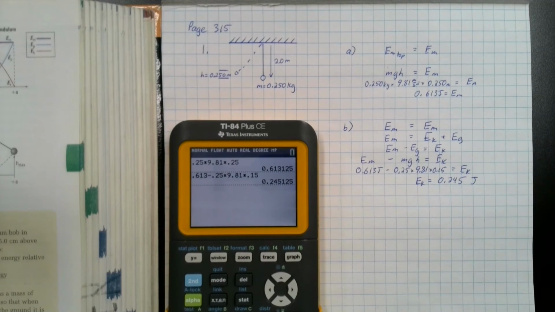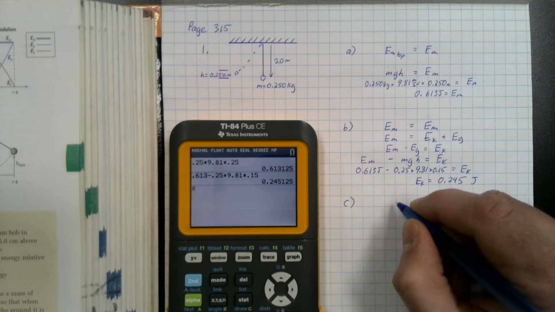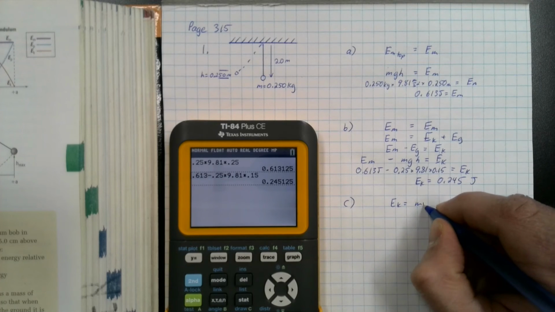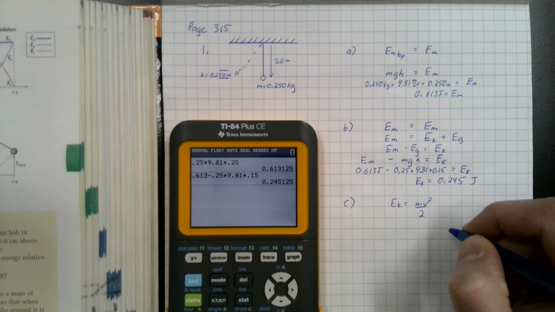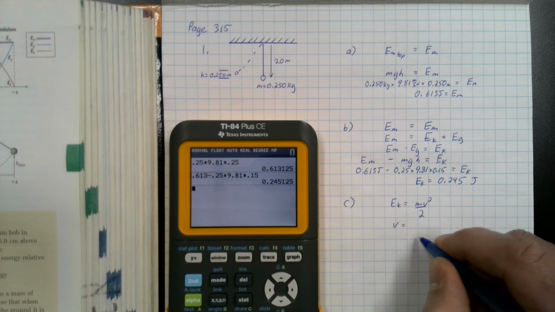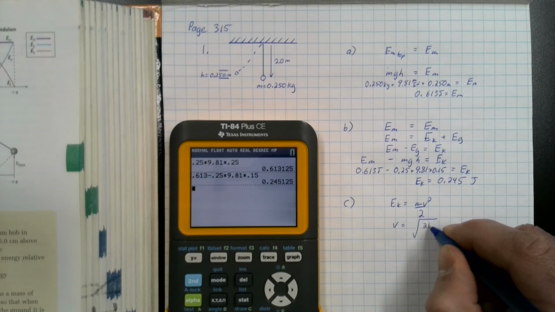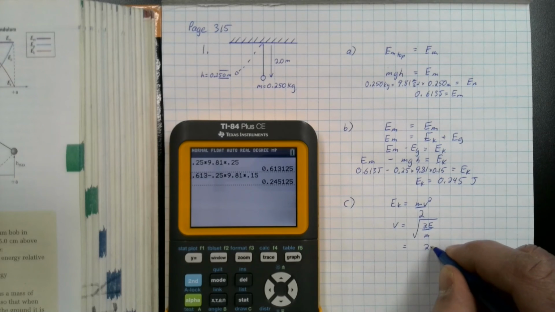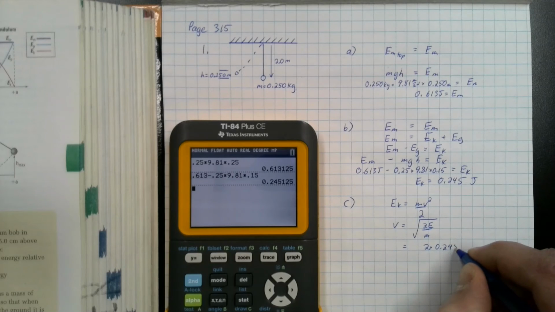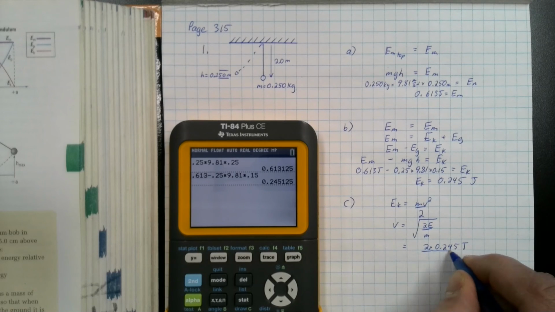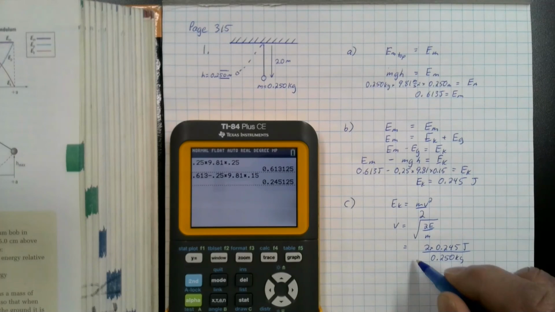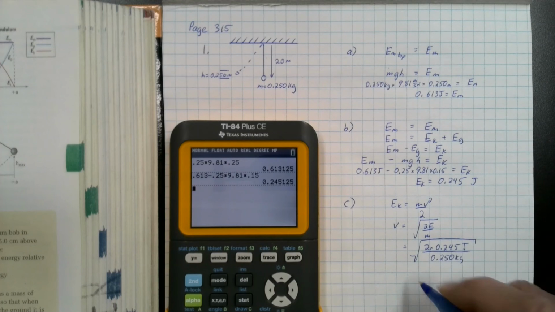Using that, part C is asking us to find its speed. So we know that the kinetic energy is equal to mv squared divided by 2. Rearranging this for v, we get v is equal to the square root of 2 times the energy divided by the mass. So to solve that, we're going to have 2 times our energy, 0.245 joules, divided by the mass of our object, 0.250 kilograms, and we need to square root that whole thing.